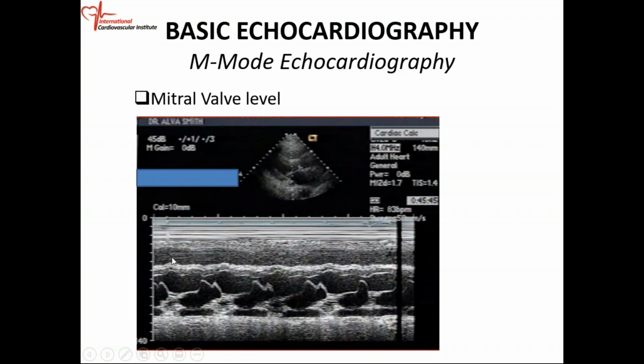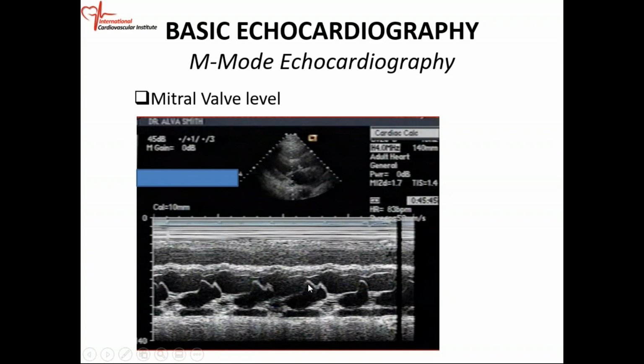Below the RV wall is the RV cavity. Again, blood and fluid have a dark image to it, so it's black. Below the RV cavity, you have the septum. And again, you see the septum is wavy: in systole it moves down, in diastole it moves up. Below the septum, you get into the LV cavity.